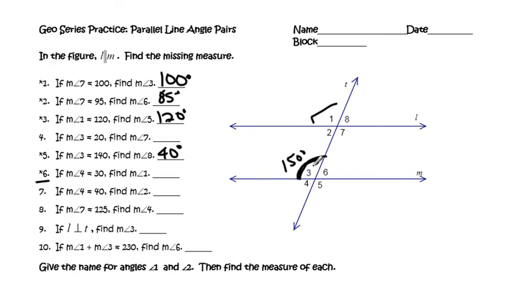Now that I have angle 3, I know that angle 3 and angle 1 are congruent because they're corresponding angles. Corresponding angles are angles that are in the same location on different lines. So angle 1 would be congruent to angle 3, which is 150 degrees.